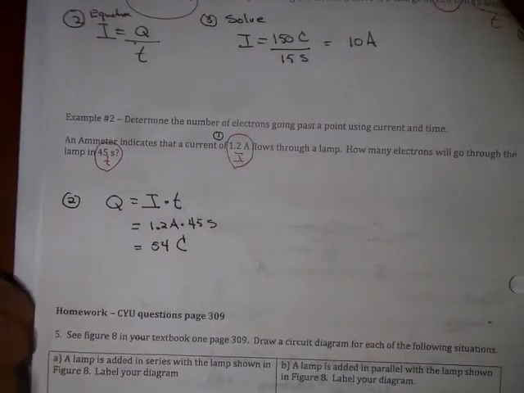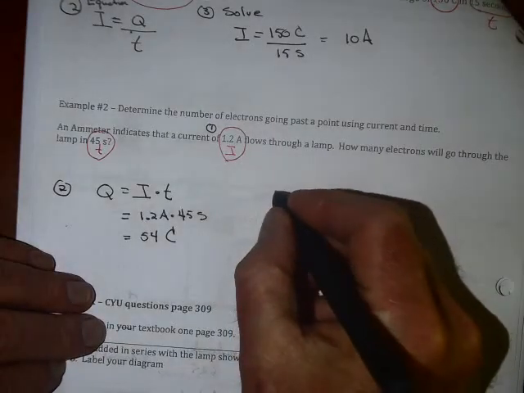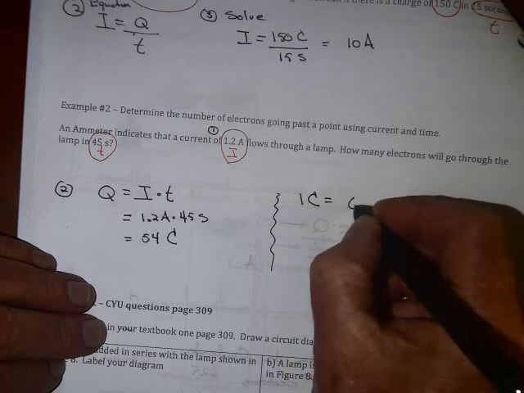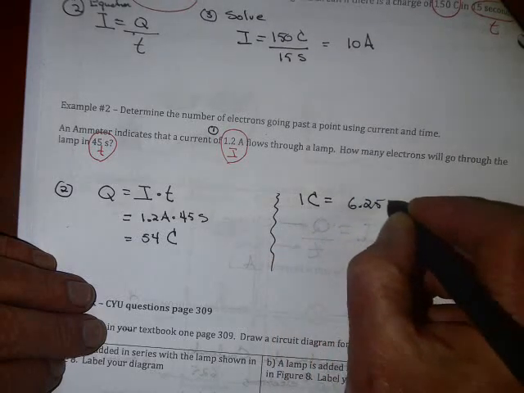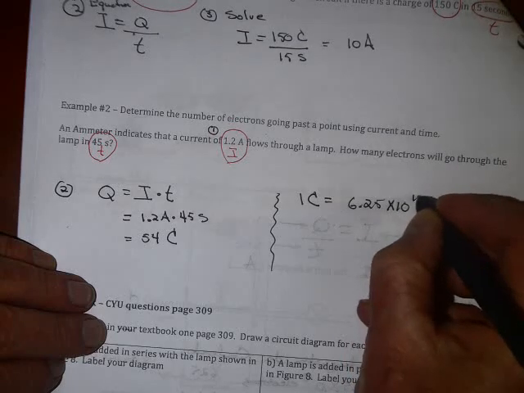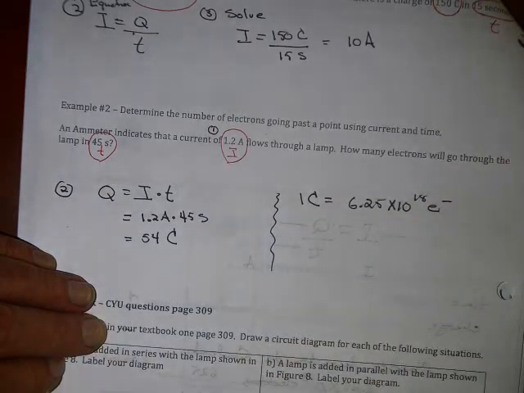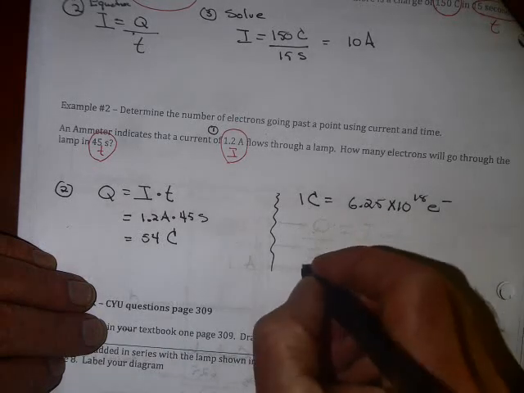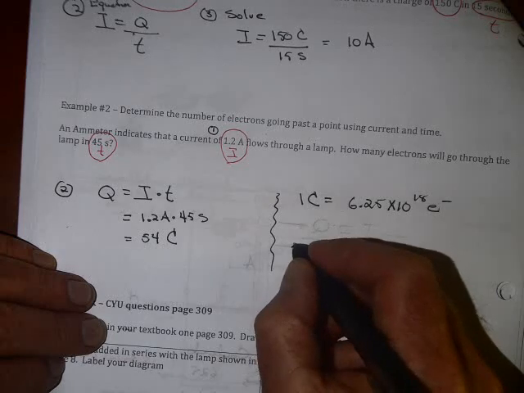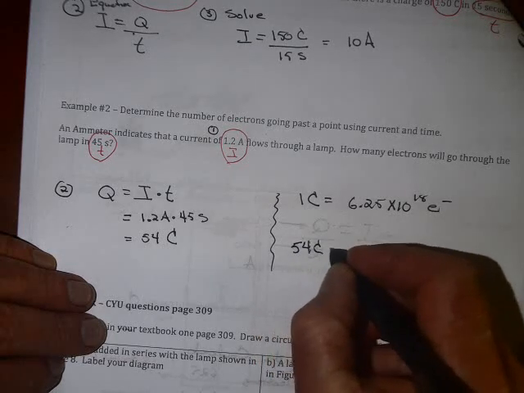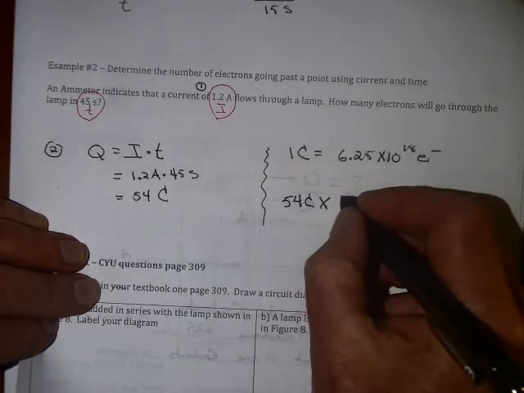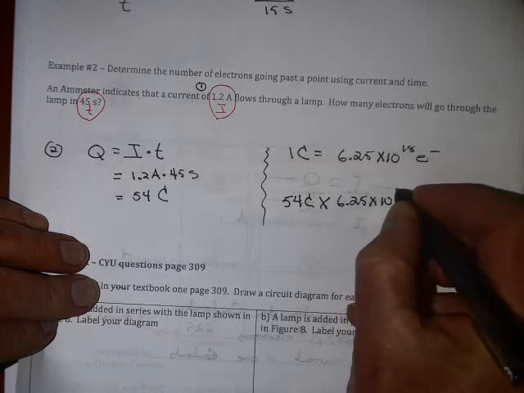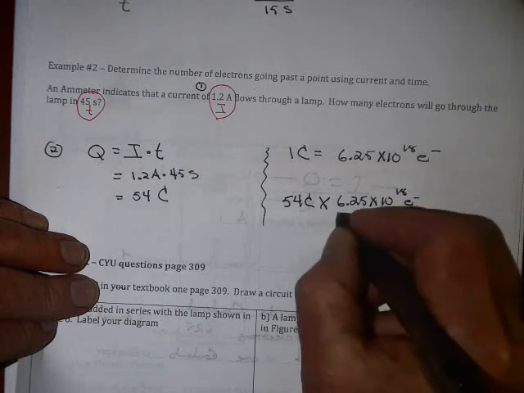Now, I've got to look back, because 1 coulomb is equal to 6.25 times 10 to the 18 electrons. Okay? So, how many electrons? 54 coulombs times 6.25 times 10 to the 18 electrons per coulomb.